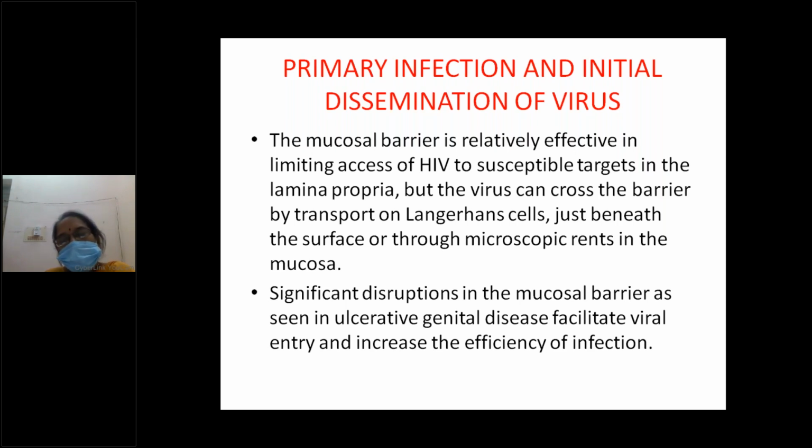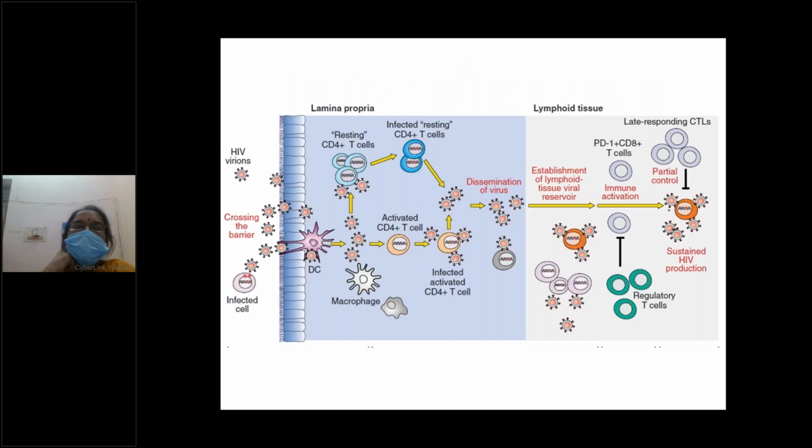That's why sexually transmitted infections, genital ulcers and anal ulcers facilitate HIV infection. So sexually transmitted diseases should be promptly treated to prevent HIV. Unprotected intercourse and anal intercourse are more susceptible to HIV transmission. This is the mechanism of HIV entry and infection of dendritic cells and other lymphocytes, macrophages and dendritic cells.